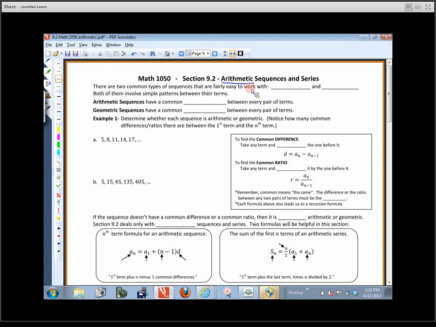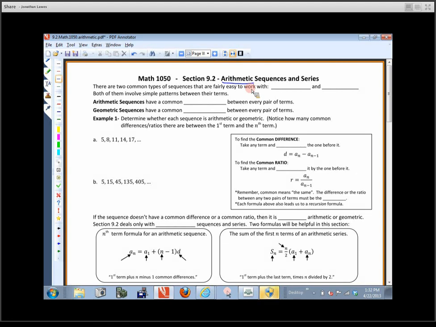Now, the word looks like arithmetic. It's pronounced slightly differently. Arithmetic is a noun. Okay. And arithmetic is an adjective. Okay. Did you do the arithmetic? It was very arithmetic. Okay. Arithmetic is an adjective. Okay. So that's how that's said.